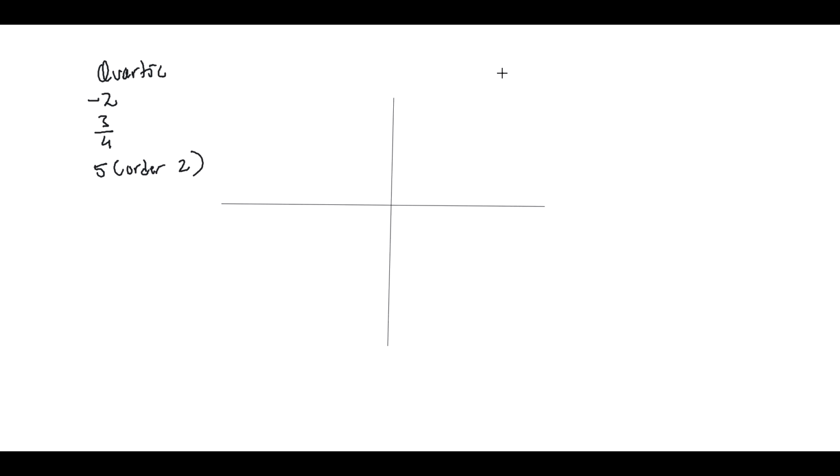Could you do the first one? Yeah, sure. So -2, wherever you see the zeros, there's a 0. 3/4, what's 3/4 as a decimal? 0.75, okay? So let's just say that's 0.75 or 3/4, and then there's a 5. Quartic means what? Let's just do opening upwards. It's gonna start here and end there. You can also do it opening downwards, but let's do opening upwards. That's step 2. Step 1, write down the zeros.